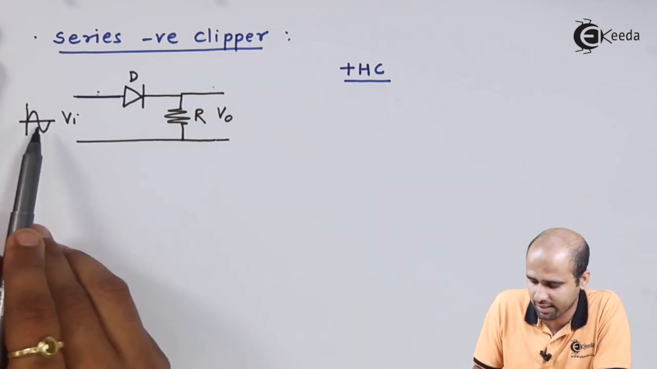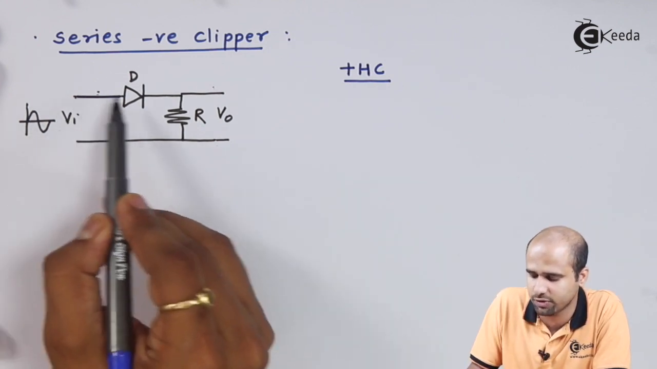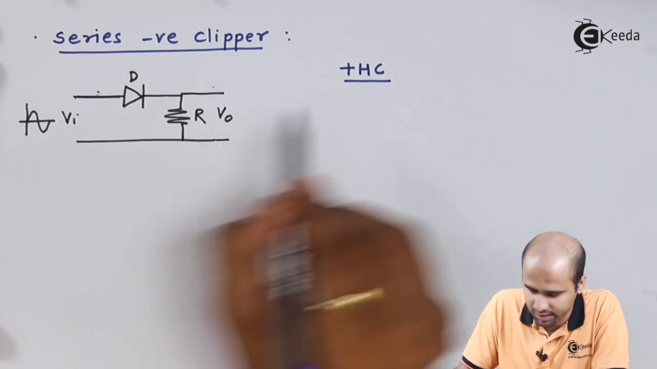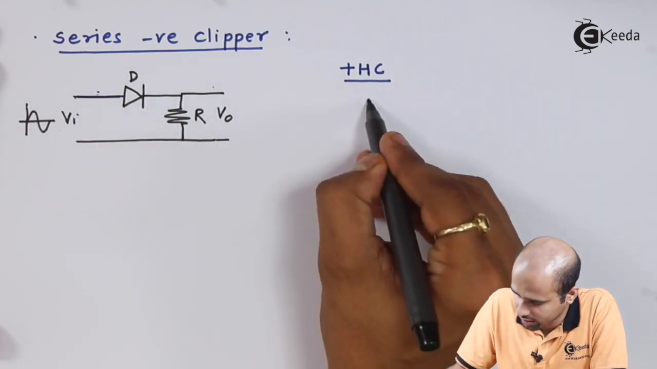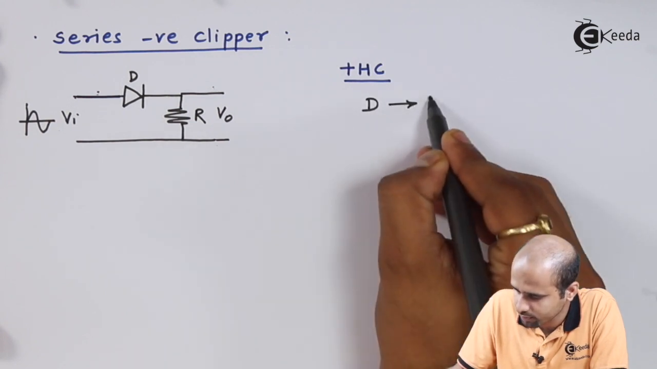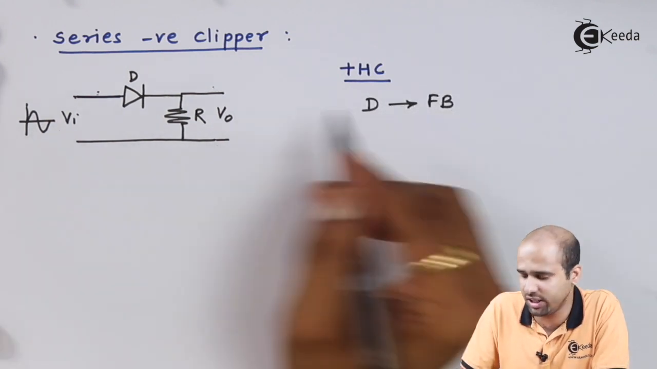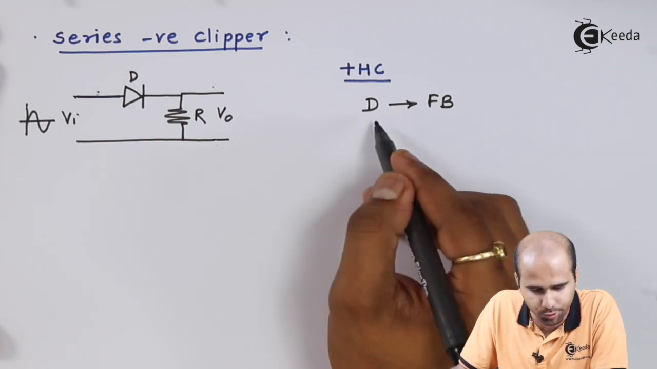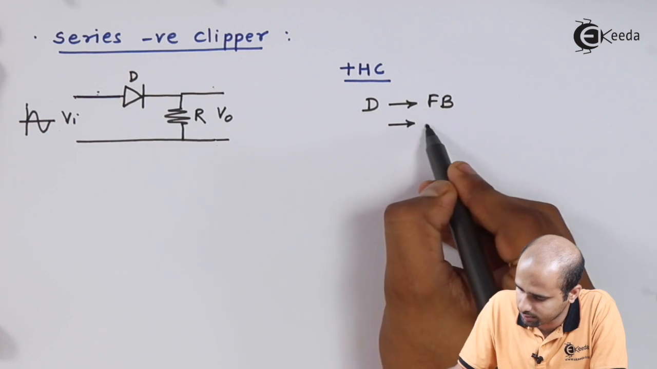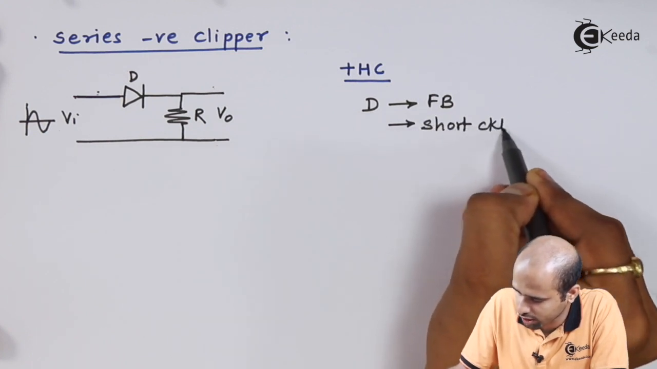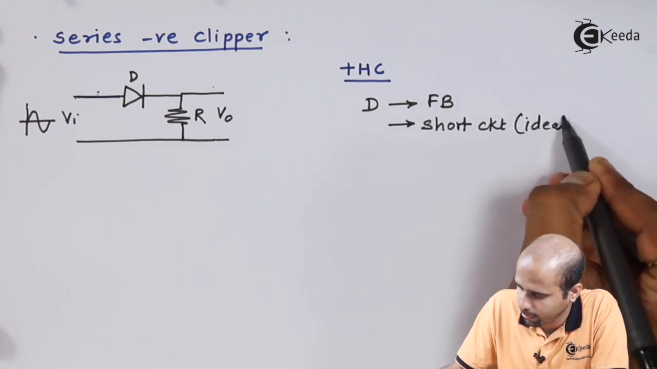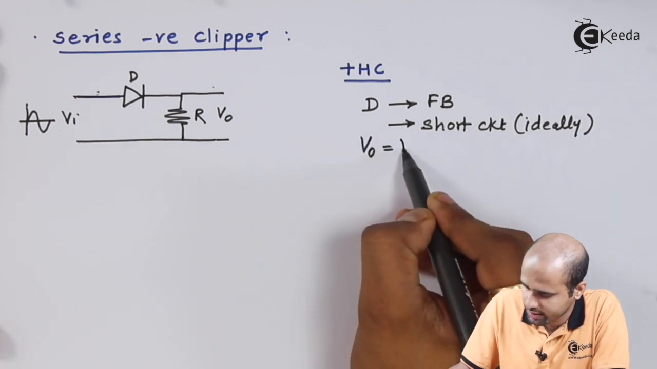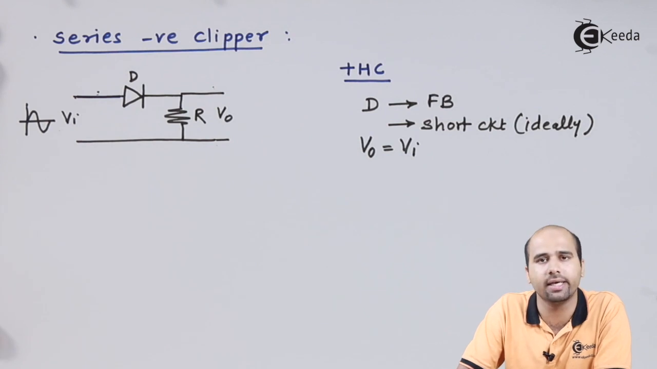First start with the positive half cycle. For positive half cycle, I know that this input is positive, so anode is positive with respect to cathode for diode D. So we will obviously say that this diode D is forward bias. Diode D is forward bias, then ideally it will be short circuit. Then I can say your output VO is exactly equal to VI.